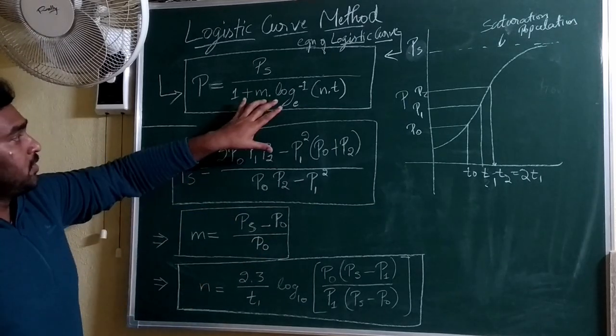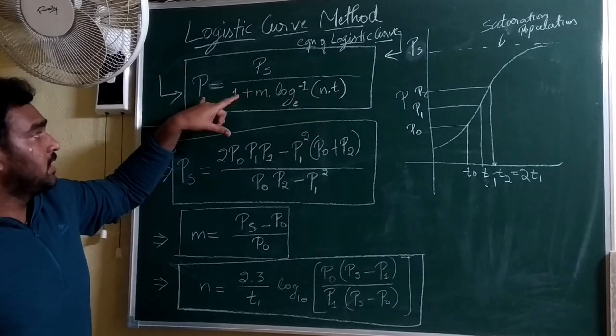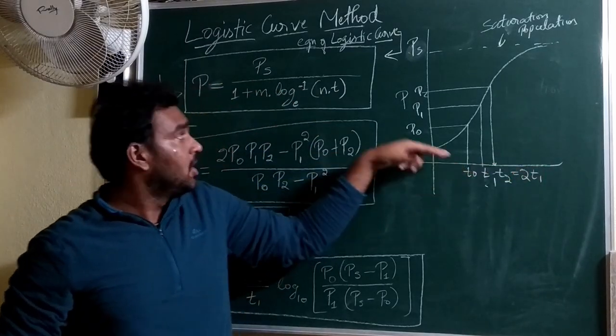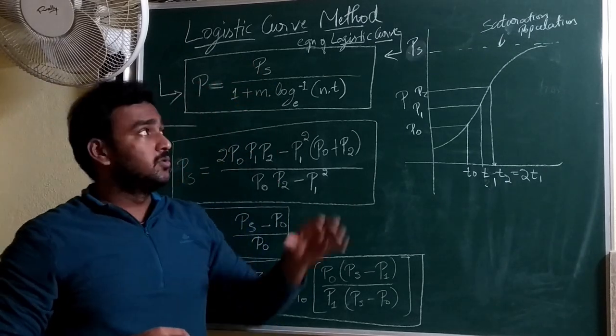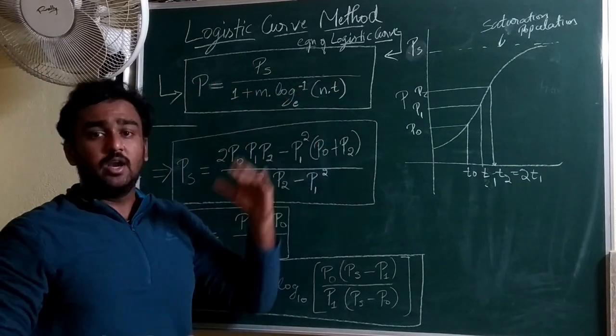You can substitute here at any time. You can calculate the population at any time t. So this is how we will estimate the population using the logistic curve equation. So let us solve a problem.